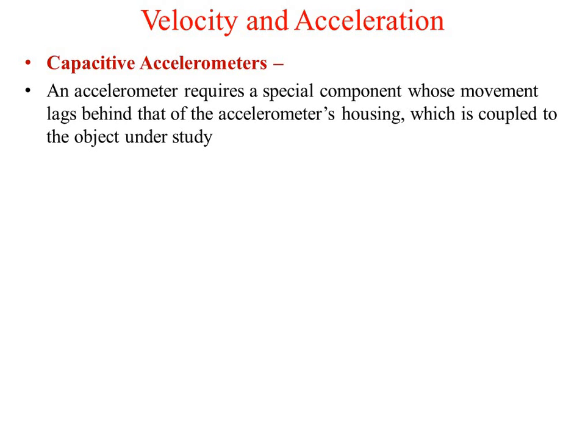So the capacitive accelerometer: we know what the capacitive principle is. Capacitance C is a function of what? It is a function of the cross sectional area, it is a function of the distance between the two plates, and it is a function of epsilon.